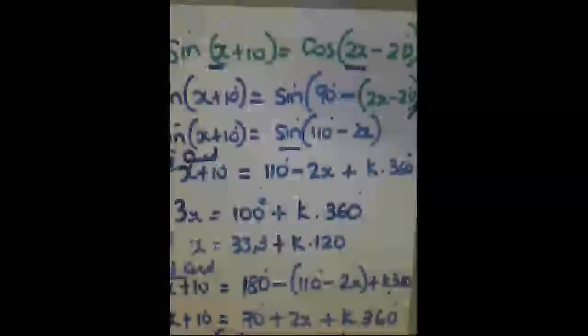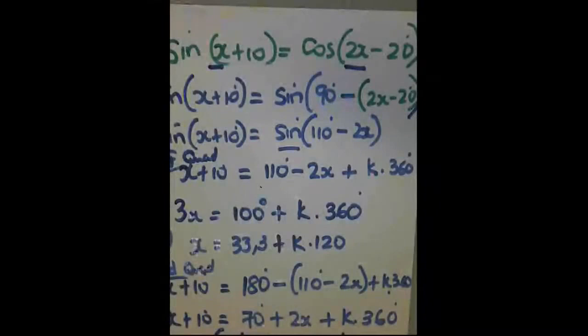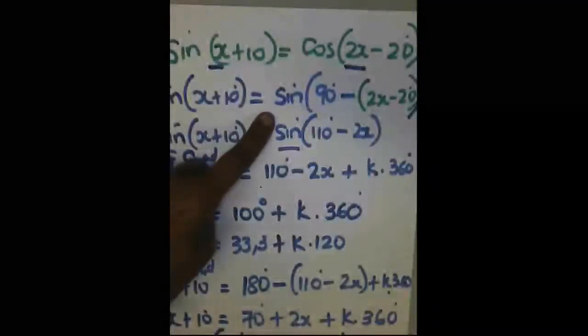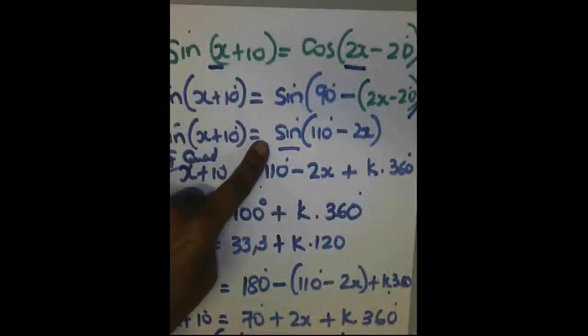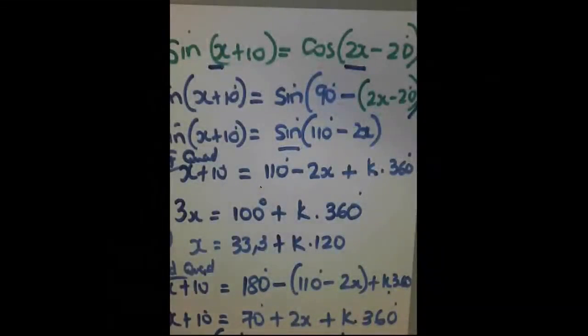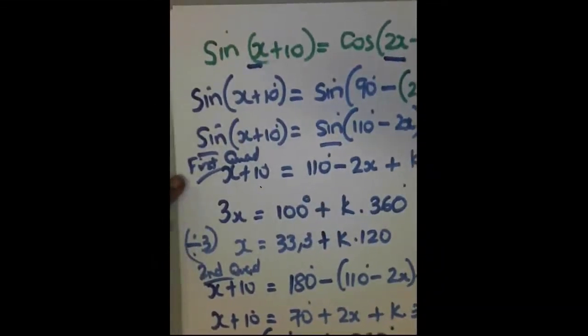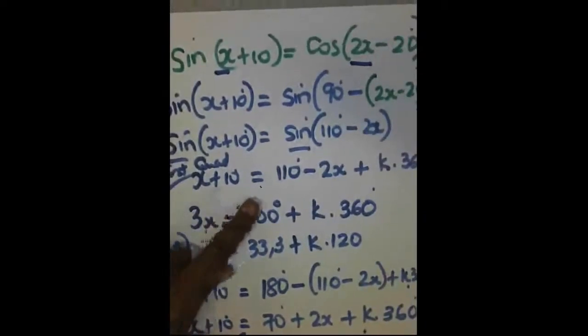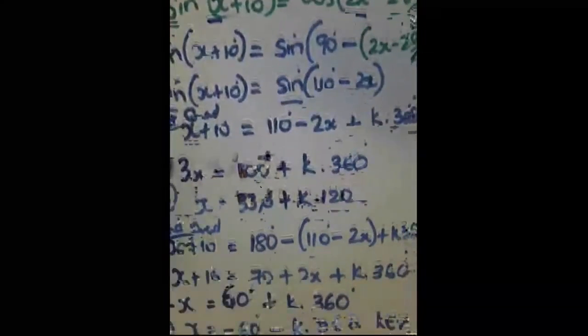Now it's important for me to know in which quadrants sine is positive. So I can see that sine is positive over there and over there. So therefore I know that I must get a solution in the first quadrant and in the second quadrant. In the first quadrant, it's x plus 10 degrees is equal to exactly how I got it. And I can solve. Notice if I divide by 3, there we go.